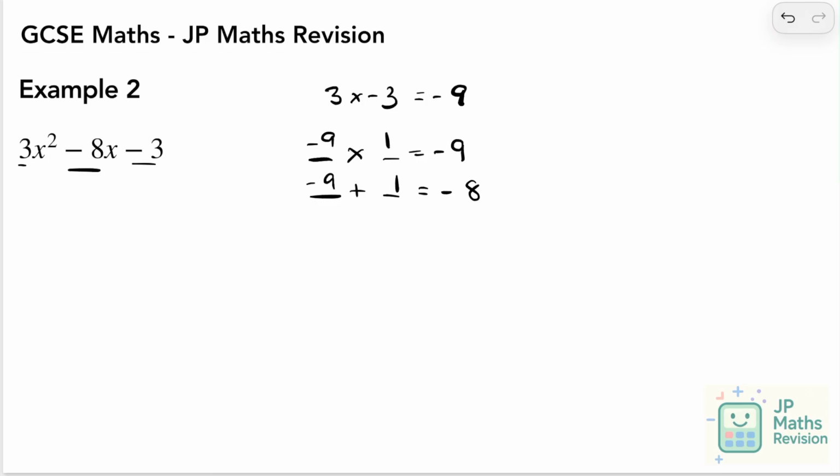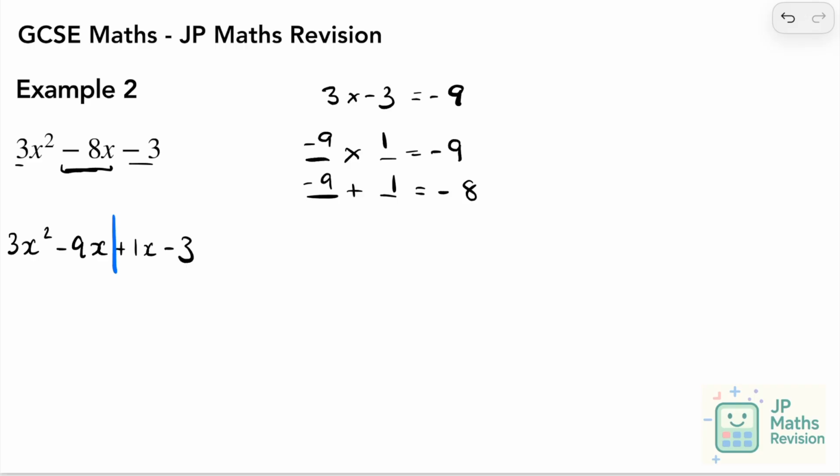So now what we're going to do is we're going to write the middle term as minus 9x plus 1x. So it's going to be 3x squared minus 9x plus 1x minus 3. Then we're going to split it down the middle, and we're going to factorise both halves. So 3x squared minus 9x has a common factor of 3x. So I can pull out the 3x, and it's going to be x minus 3. And then this half, the common factor is just 1 again. So I'm going to put plus 1, x minus 3.